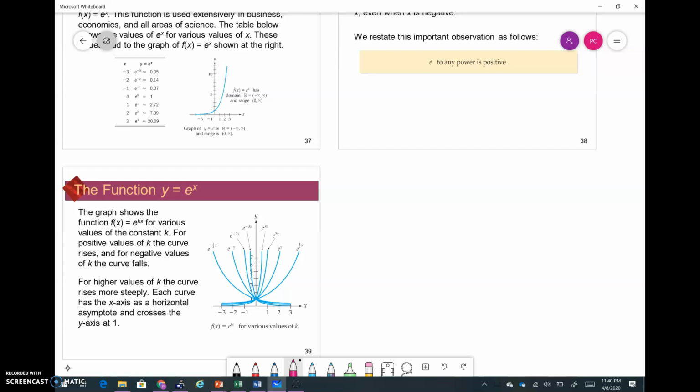So the graph shows the function on slide 39. F of x equals e to the kx for various values of the constant k. For the positive values of k, the curve rises. For negative values of k, that curve falls.